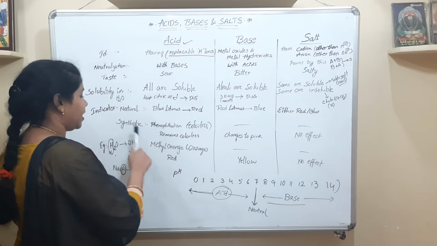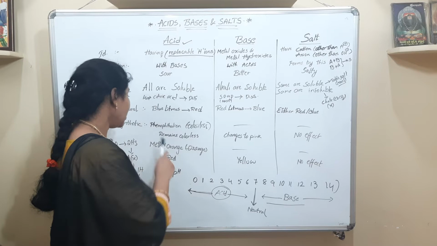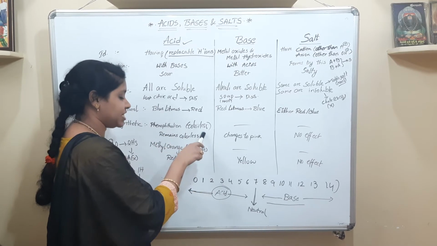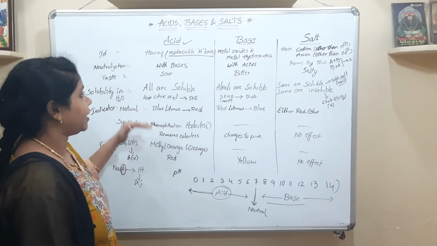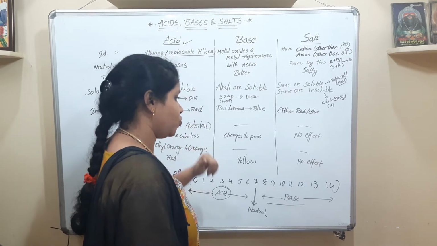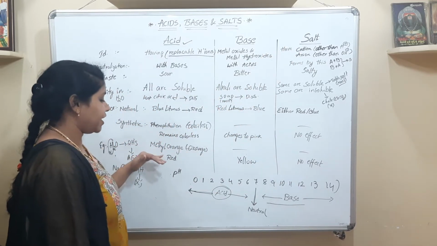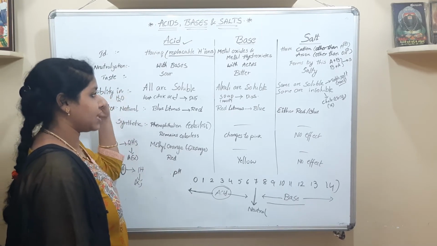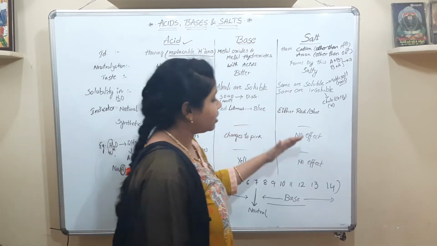Coming to synthetic indicators, they are those which are prepared chemically in a lab. I am giving you two examples here for synthetic indicators. One is phenolphthalein indicator, which is colorless, and the other is methyl orange indicator, which is orange in color. Phenolphthalein indicator, when added to an acid, remains colorless, but when added to a base, it changes to pink. And on a salt, it has no effect. Methyl orange indicator, which is generally orange in color, converts into a red color when it is added to an acid. It converts into a yellow color when added to a base, and on salt, it has no effect.